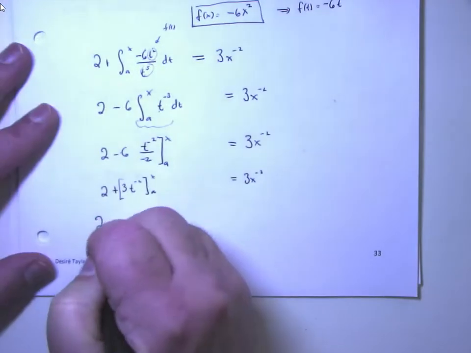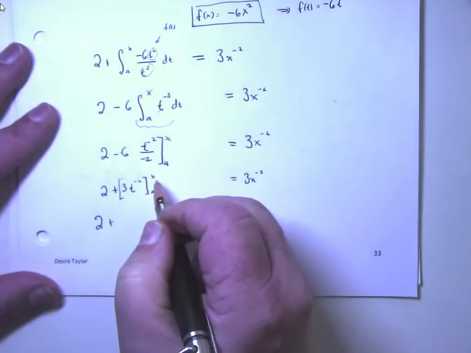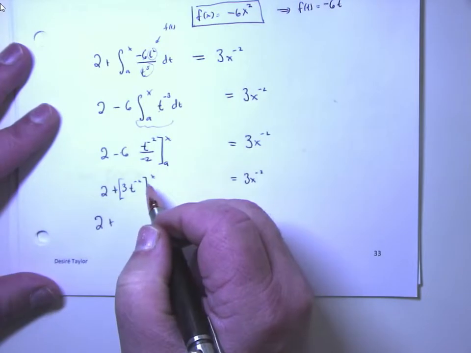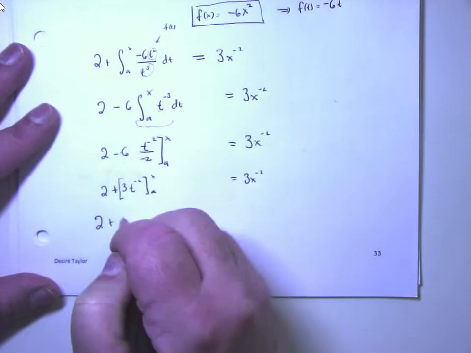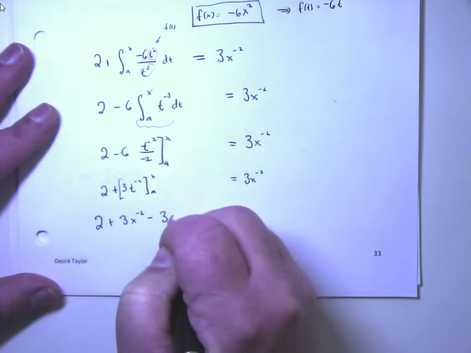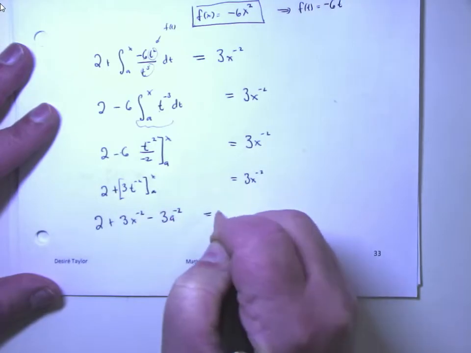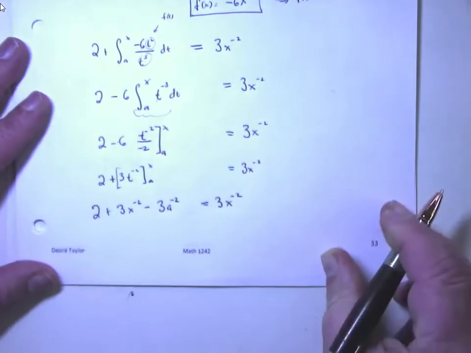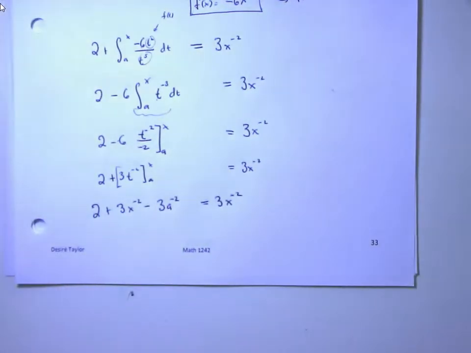So this will be 2 plus the fundamental theorem, the original fundamental theorem, what they call part 2 in this section. Plug in top, that'll be 3x to the negative 2, minus plug in bottom, 3a to the negative 2, and that's equal to 3x to the negative 2. Now notice what happens on this particular problem.